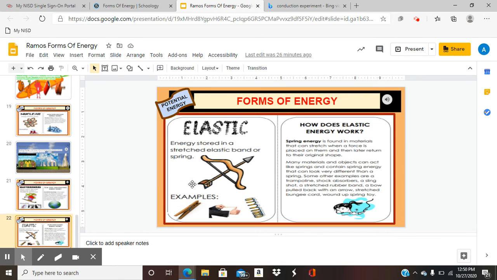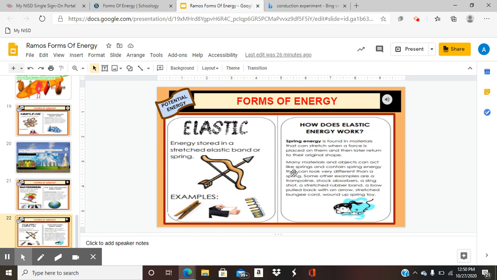Elastic, the last of the notes, elastic. Elastic is stored in a stretched elastic band or spring. You can see here at the bottom. So spring energy is found in materials that can stretch when a force is placed on them and then later return to their original shape. Okay, so like a spring, or the bow and arrow, or the rubber band.